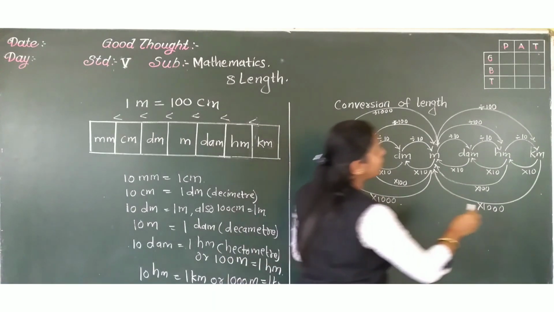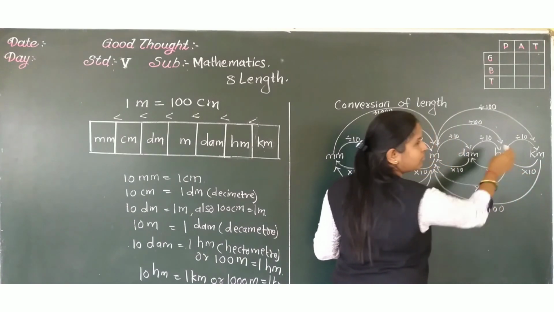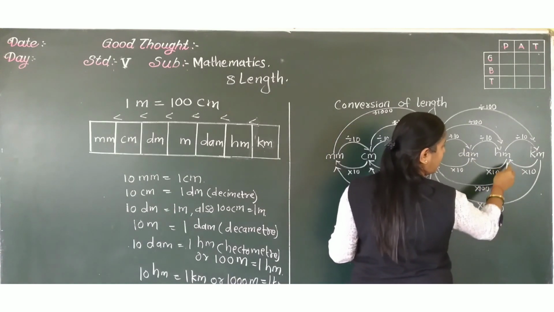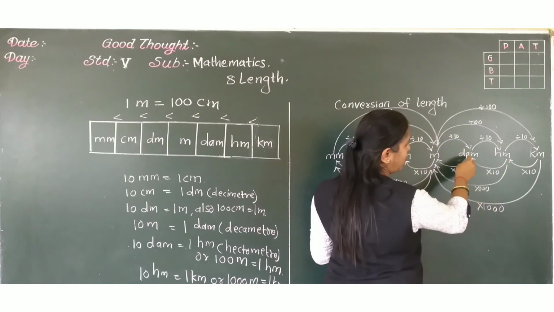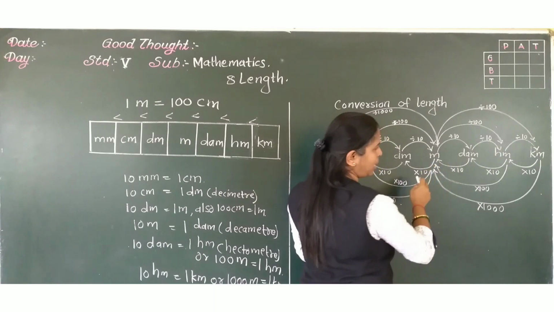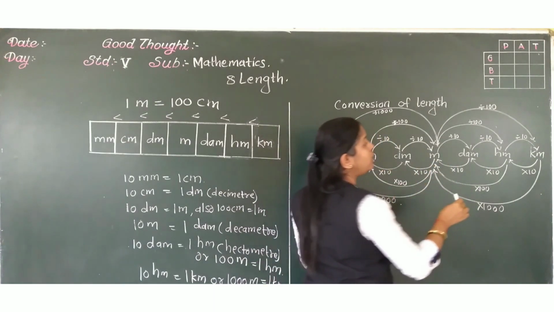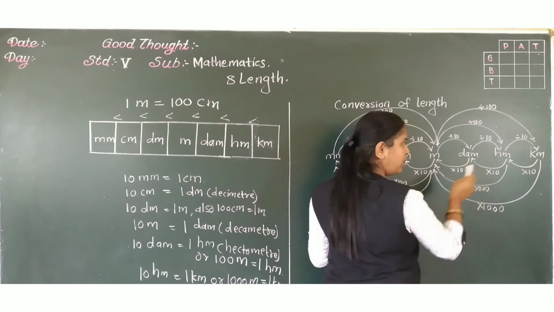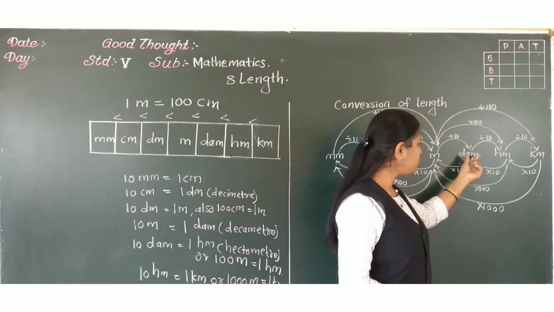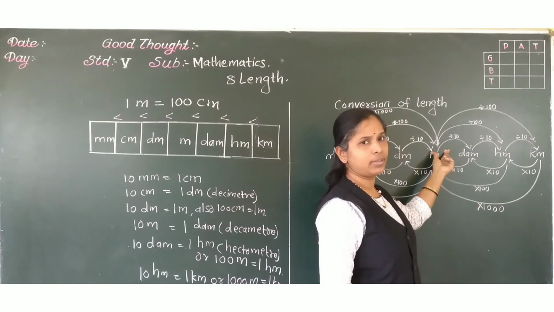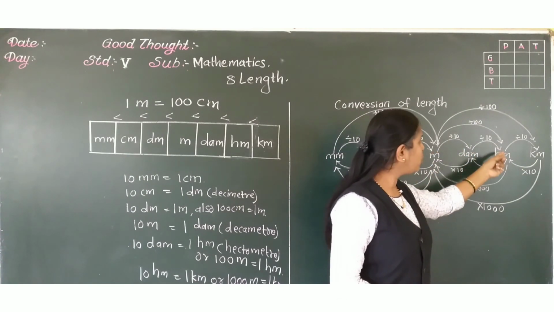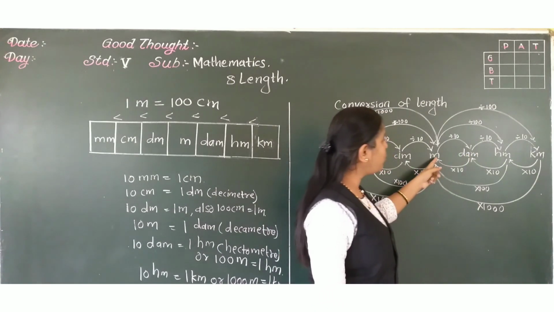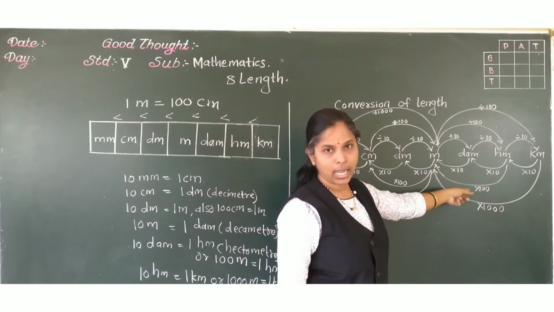See here. Kilometer to hectometer, if you want to convert kilometer into hectometer, multiply by 10. Hectometer to decameter, multiply by 10. Decameter to meter, multiply by 10. If you want to convert directly hectometer to meter, you multiply by 100. Why? Because 10 into 10, that is 100.